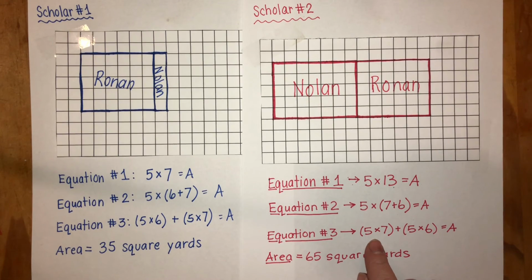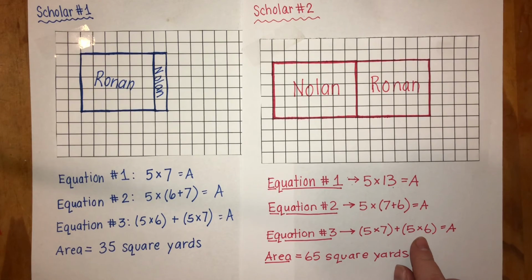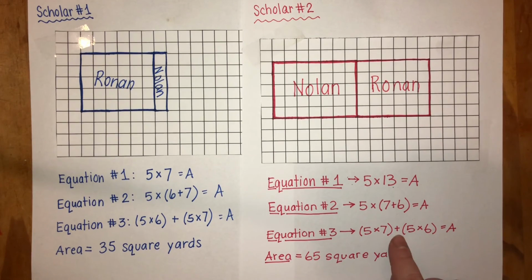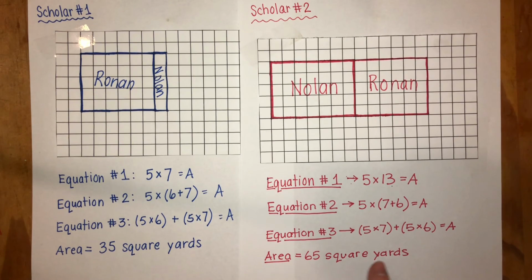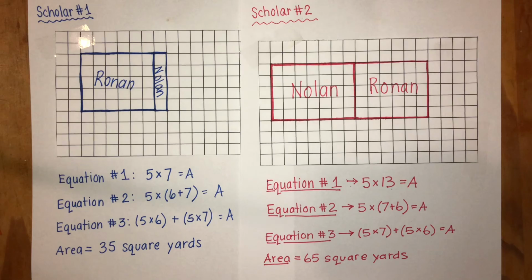When we multiply 5 times 7, we have 35, and 5 times 6, we have 30. 35 plus 30, correct. It gives us 65 square yards. So scholar 2 is correct.